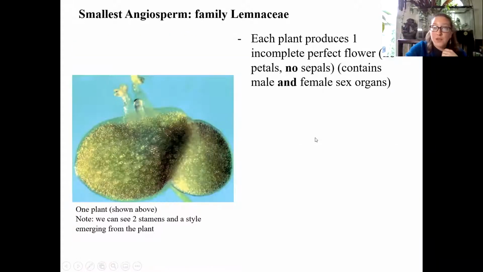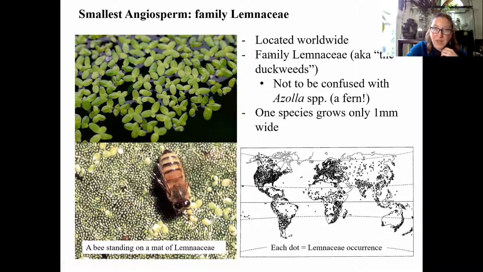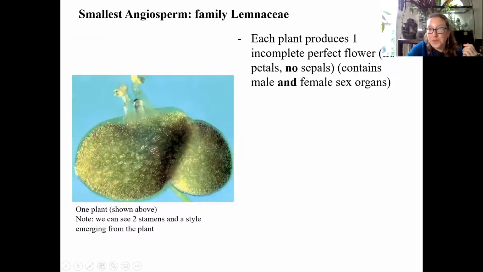All right. So when I show you this and tell you it's a flowering plant, like, all of these little dots in here are flowering plants, you might be like, yeah, right. How could a flower even fit on one of these little tiny plants? Well, it can and it does. This is a close-up of one of those Lemnaceae duckweeds. And you can see each plant produces one incomplete flower.